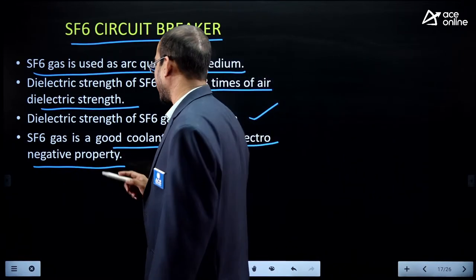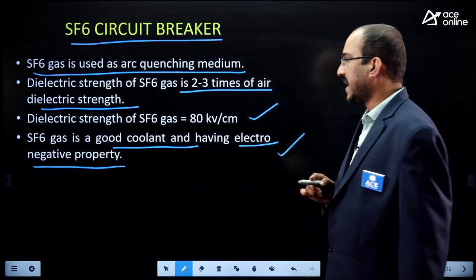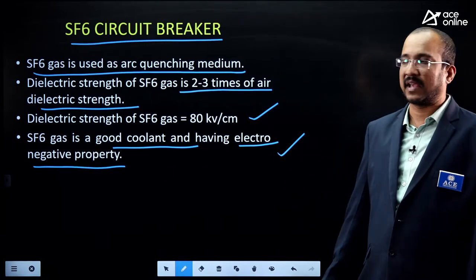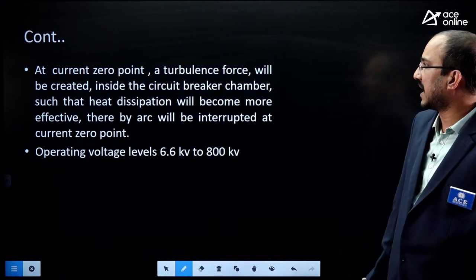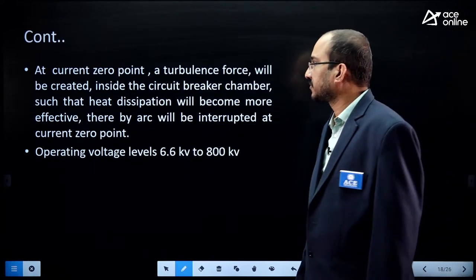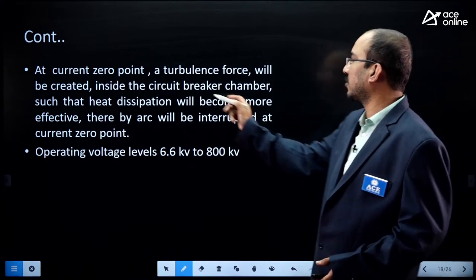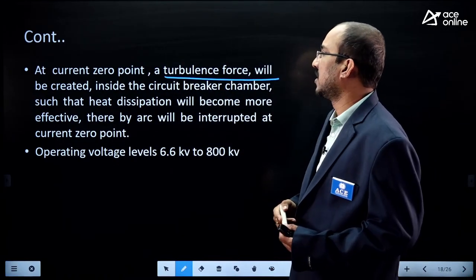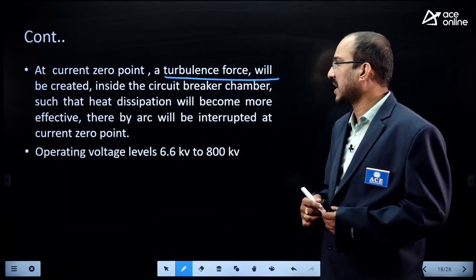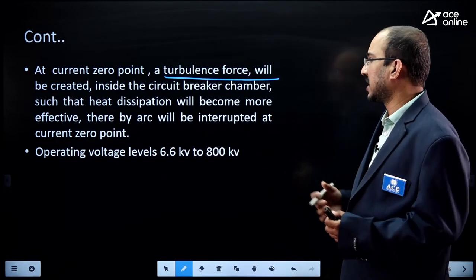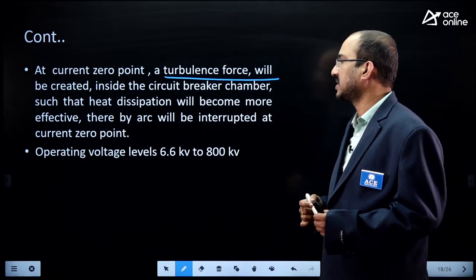This is a major question. Majority times you'll get, SF6 gas is having what property? It is an electronegative gas. Now, at current zero point, what is going to happen? We are going to create a turbulence force inside the circuit breaker chamber. So heat dissipation will be more because we are going to insert the SF6 gas.